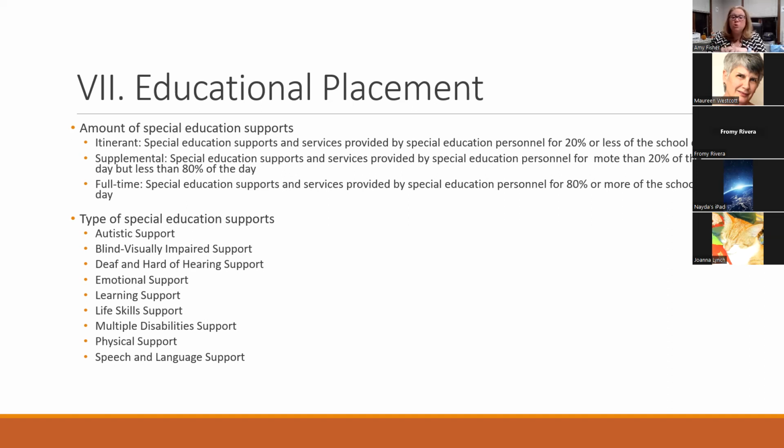Physical support relates mostly to those students who have a physical disability that impacts their ability to access their education. It's not just a kid who might be receiving a little PT. Students can receive more than one type of special education support. So you could have a child who's having autistic support, learning support, speech and language support. Sometimes deaf, hard of hearing supports as well. It doesn't have to be one, or there can be multiple.